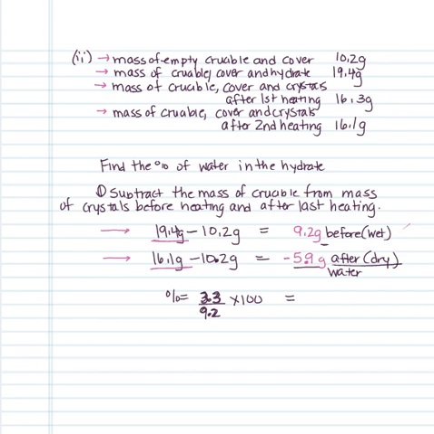And if we subtract the wet salt minus the dry salt, we will get the total mass of the water. Again, we're going to put the mass of the water over the mass of the hydrated crystals before heating times 100, and we will get the percent of water in the hydrate, which in this case was 36%.